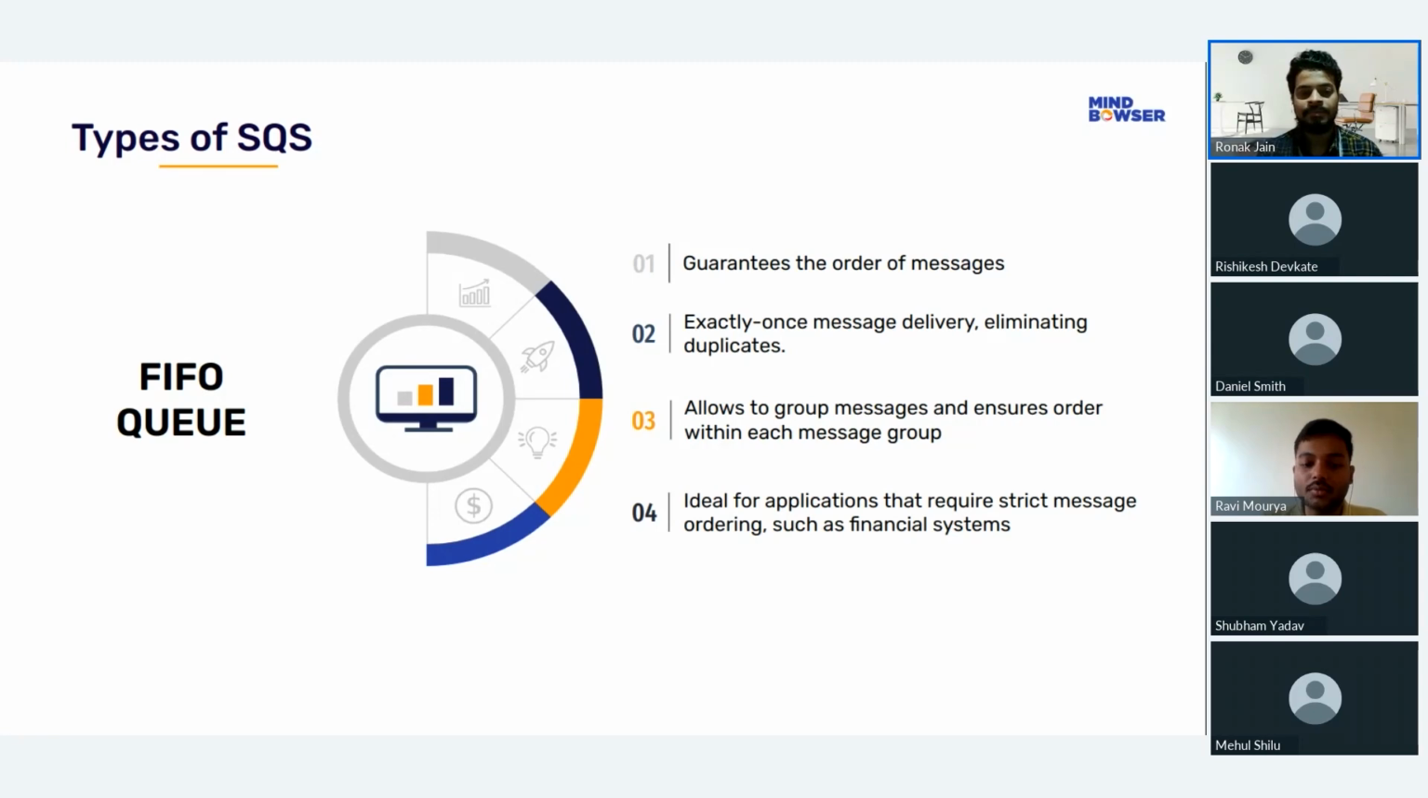This makes it suitable for applications where the order of messages is critical, it is crucial, like in banking applications and e-commerce applications. Okay, so this was all about the types of SQS queue.